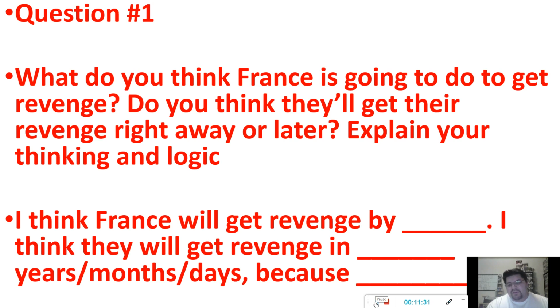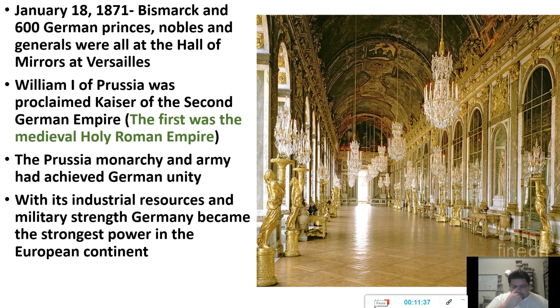All right, so January 18th, 1871, Bismarck and 600 German princes, nobles, and generals all meet up at this place called the Hall of Mirrors in Versailles. That's actually a picture of it inside. And yes, that is gold. That's paintings up there you see up there. It's a beautiful place.